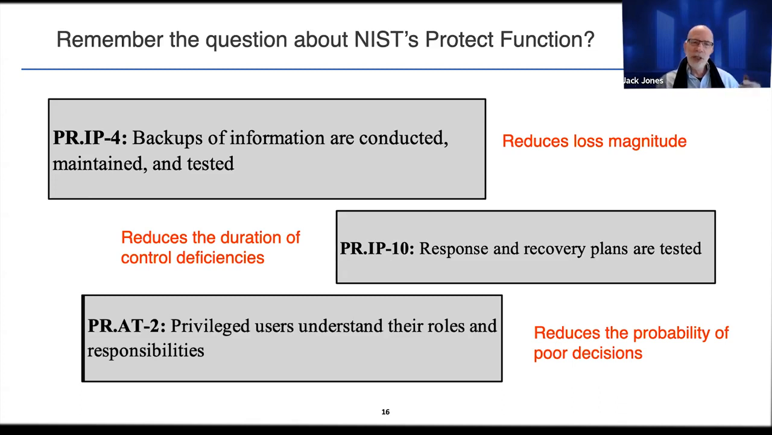So you can see that it would be a mistake to believe that the way NIST has assigned their subcategories within their functional areas can simply be interpreted as, well, PR must affect the frequency of loss, because clearly that's not the case in every instance.